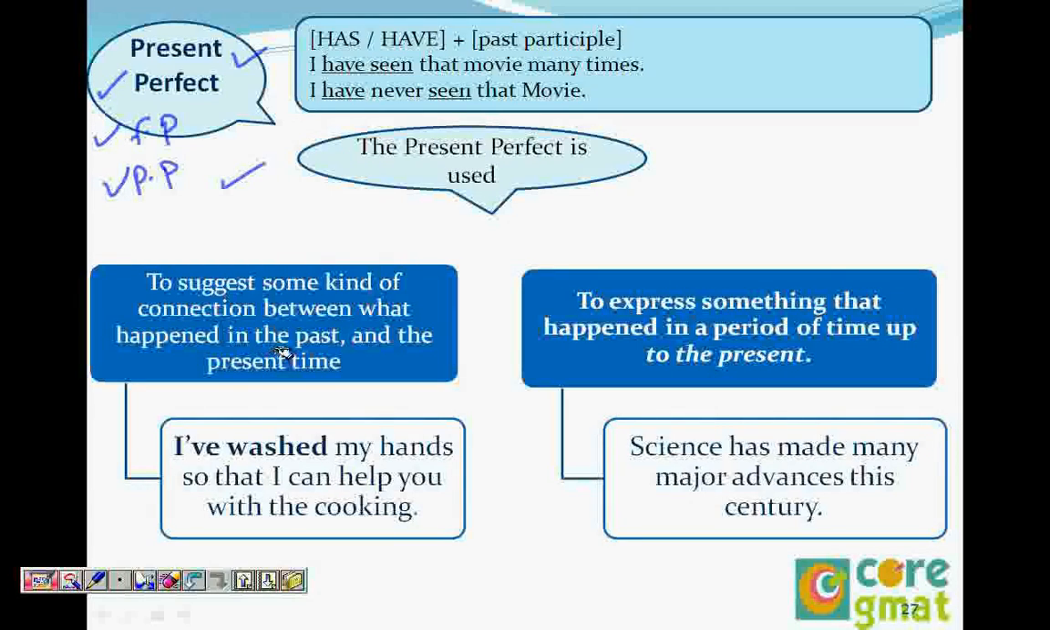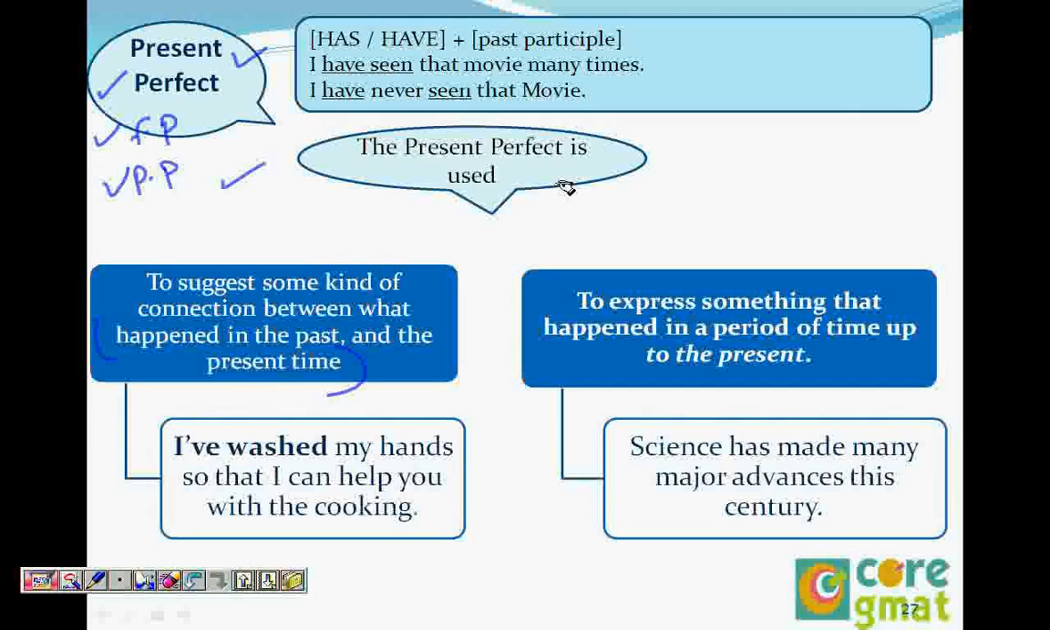So we're concentrating on the usage of the tenses. First, present perfect is used to suggest some kind of connection between what happened in the past and the present time. For example, when we said past simple, we said that it is something that happened in the past, finished in the past, and has nothing to do with the present. But present perfect tense is something that happened in the past but has its connection in the present. So that's the difference between was and has.